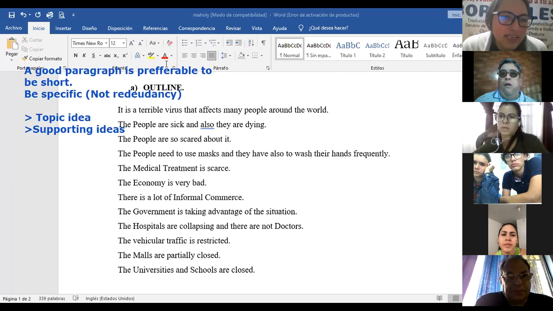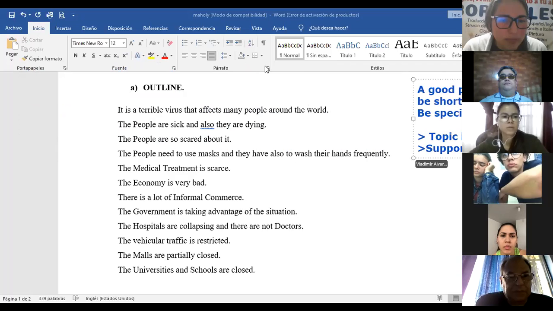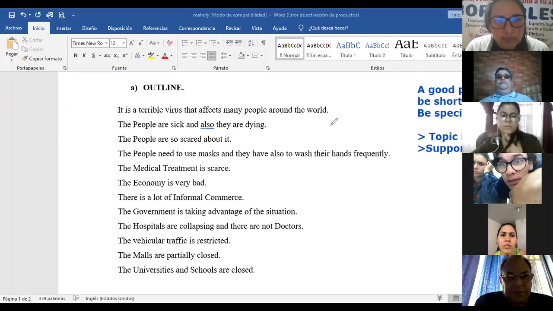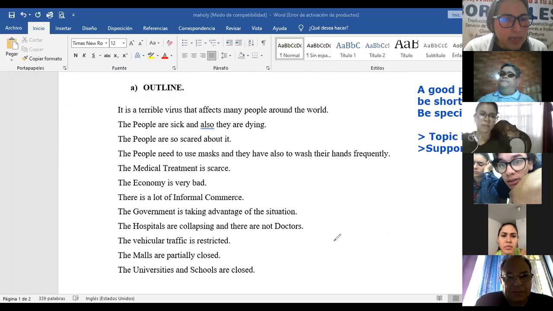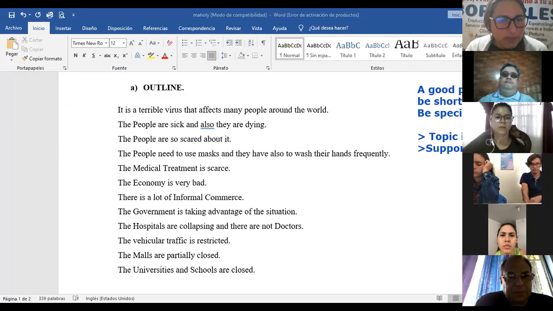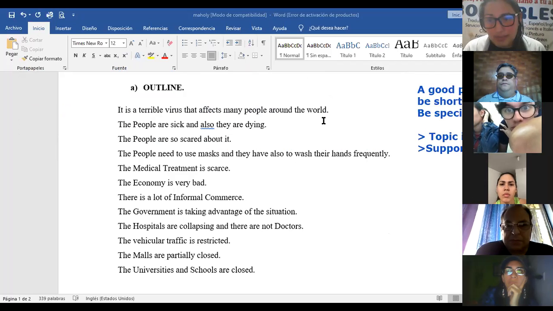Entonces, ahí tenemos. The first one, it says, it is a terrible virus that affects many people around the world. Luego dice, the people are sick and also they are dying. Ok, ¿cuál de todas esas ideas, chicos, sería la idea tópico de ese párrafo? The first. I think that the first one, that it's a terrible virus that affects many people around the world. Ok, entonces Vladimir la puede colocar como idea tópico, topic sentence, please. Esa sería la idea tópico o topic sentence que se llama, ¿ok?